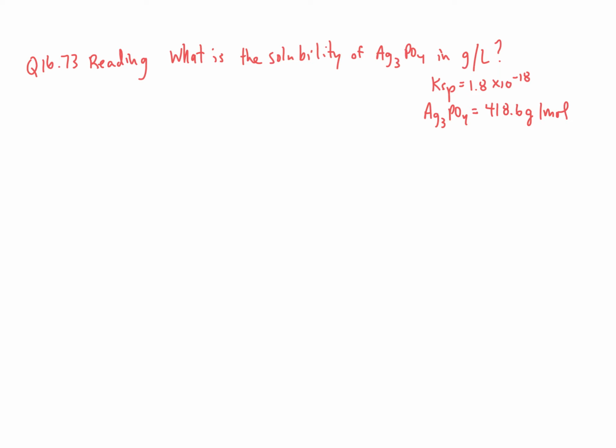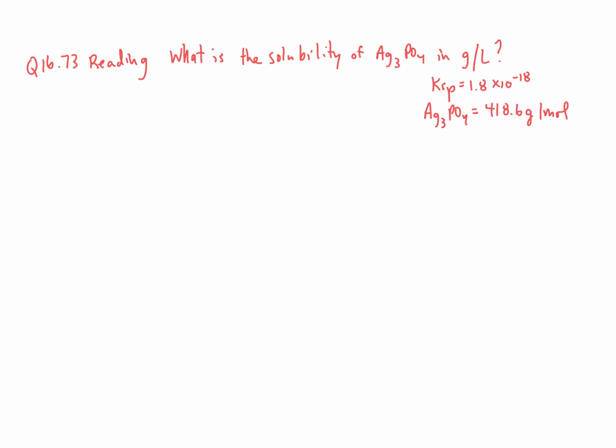Question 73 from the reading asks, what is the solubility of silver phosphate in grams per liter in water? We know the Ksp of silver phosphate is 1.8 times 10 to the minus 18. The other thing that we need to know, and we'll get to this in a little bit, is the molar mass of silver phosphate. Silver phosphate is 418.6 grams per mole.